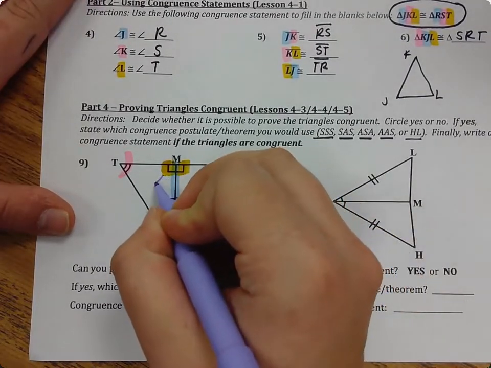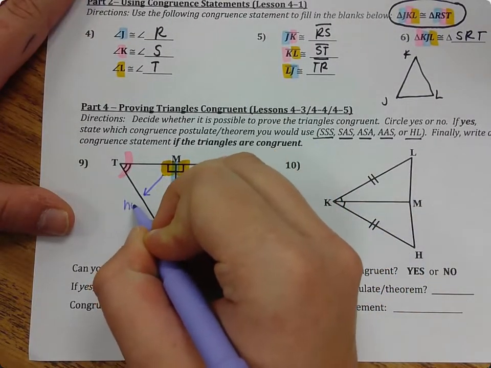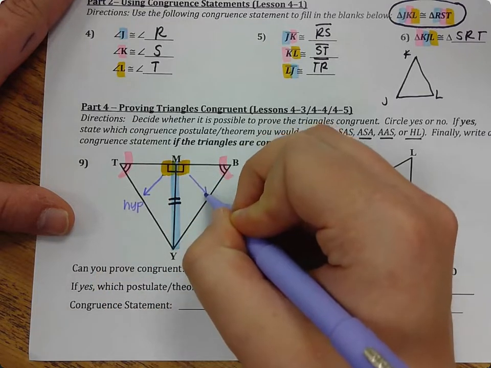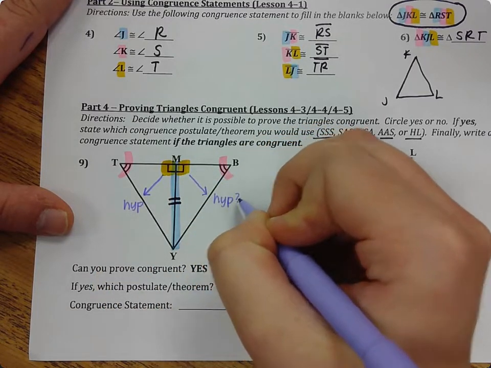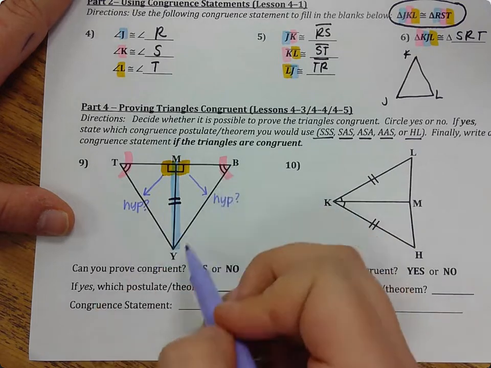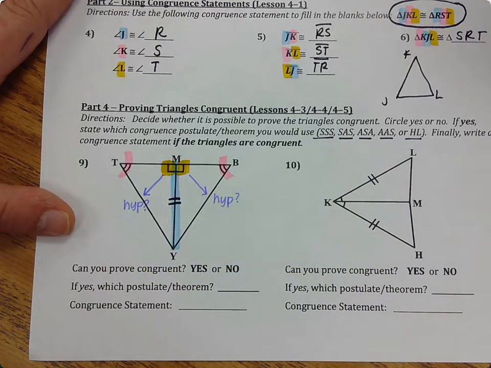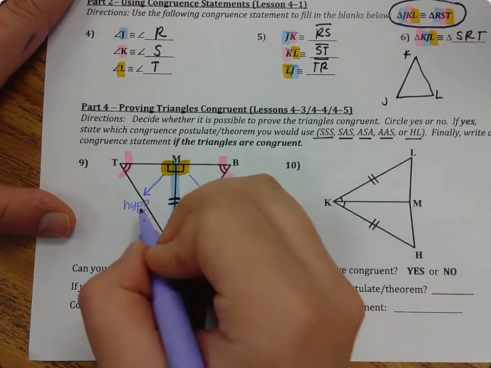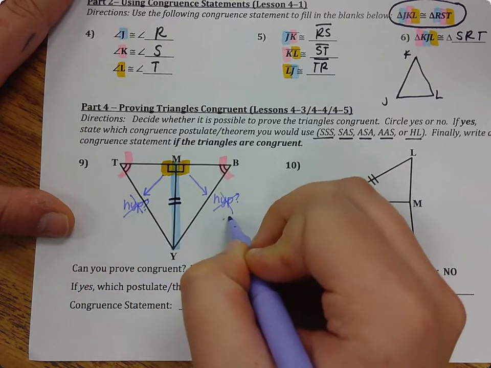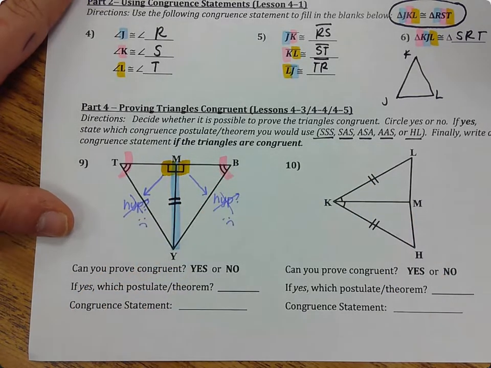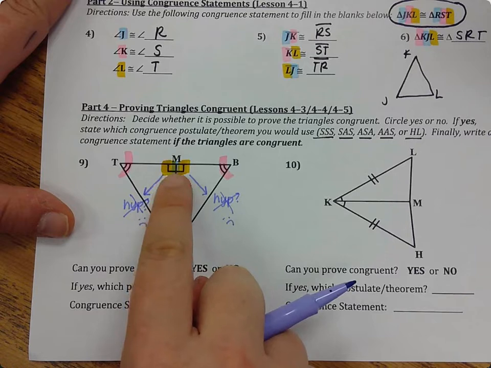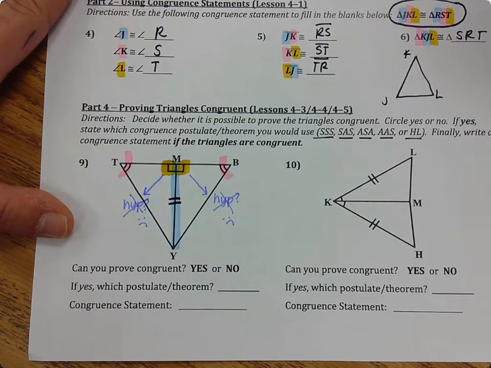So I'm going to draw my little arrow and I'm going to label my hypotenuse. And my question is, are the hypotenuses marked? Is that something that I have highlighted in my picture? And my answer is no. The hypotenuse isn't marked, so it can't be hypotenuse leg. So don't let that right angle box trick you.